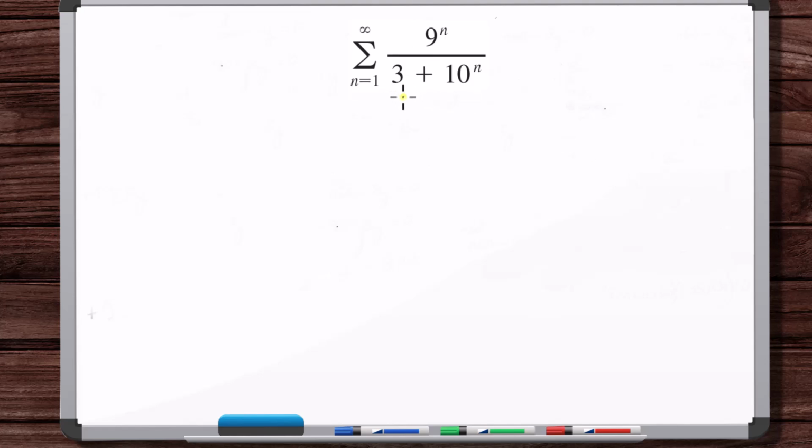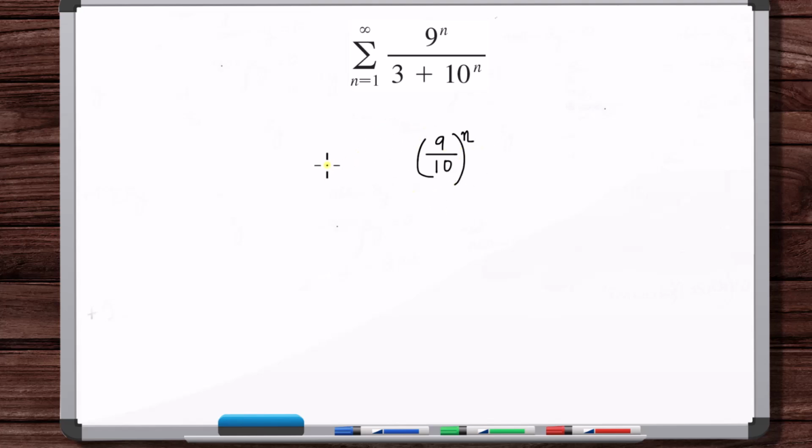Okay, looking at this, what I see is if we took off this 3 here, we would end up with a geometric series. So, if we take off the 3, what do we have? 9 to the n over 10 to the n. That's 9 over 10 to the n, right? That's a geometric series and a convergent one because the common ratio is less than 1.